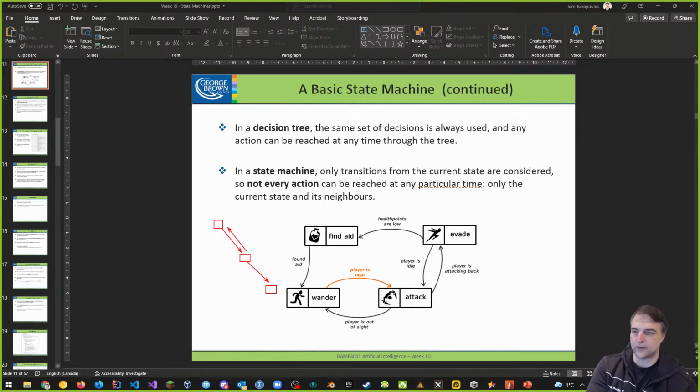So let me try this out again. I'm in evade. The only place I can go from evade is back to attack, right? If the player is idle, or if I'm in evade, I want to go to find first aid. So we'll find first aid because there's only one condition, right? And then we're going to put that over here, right? So take a look at this.